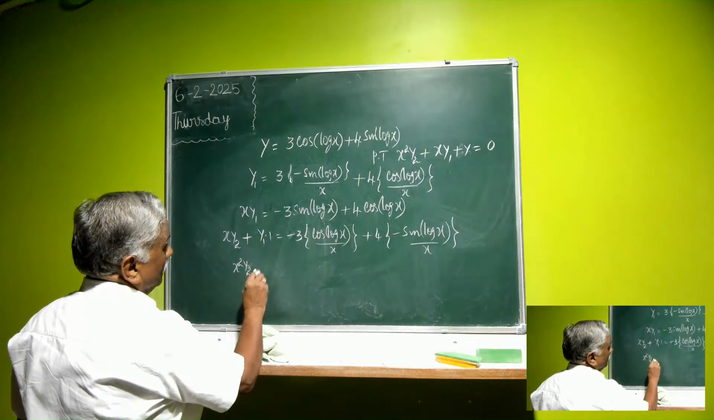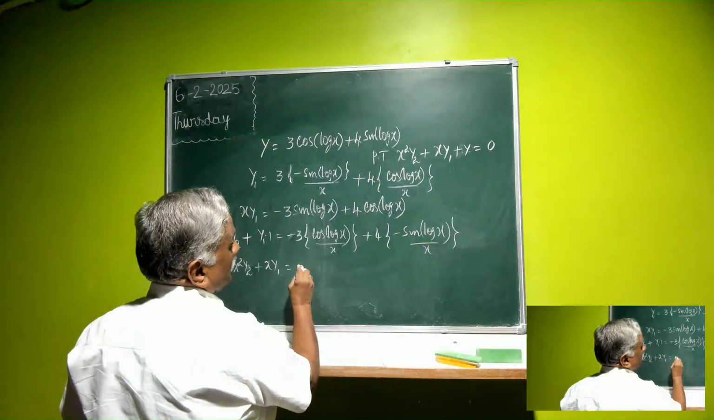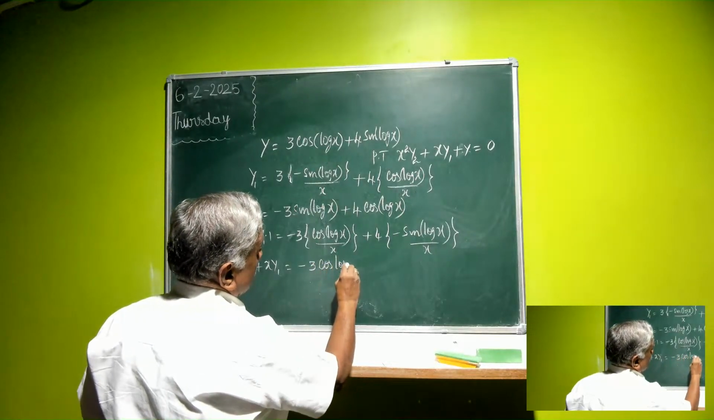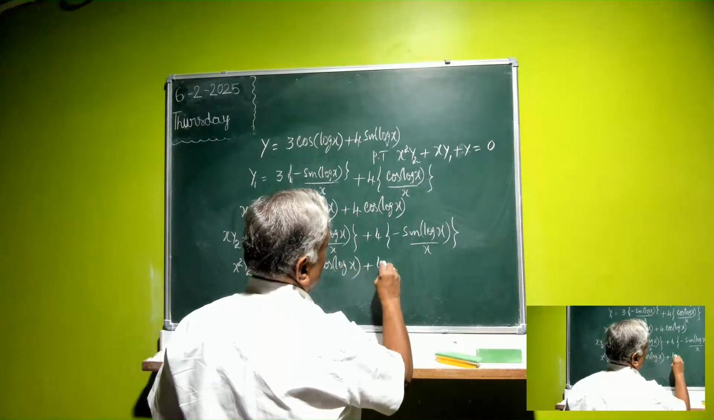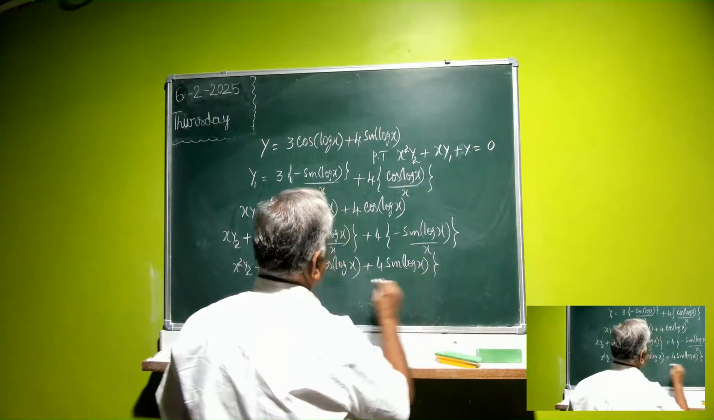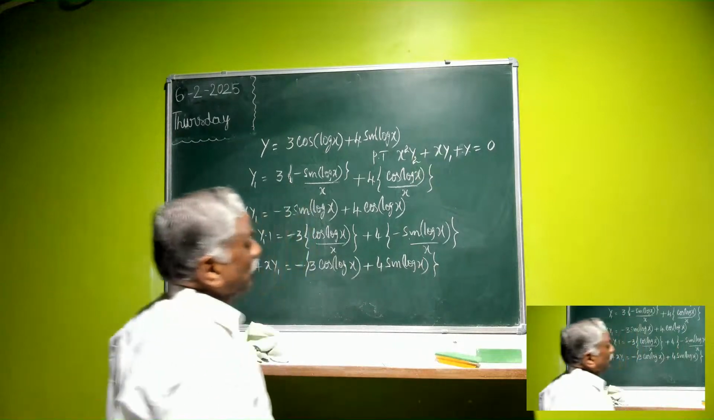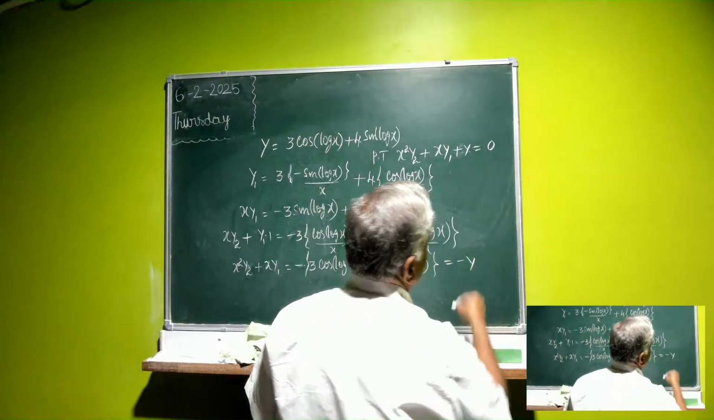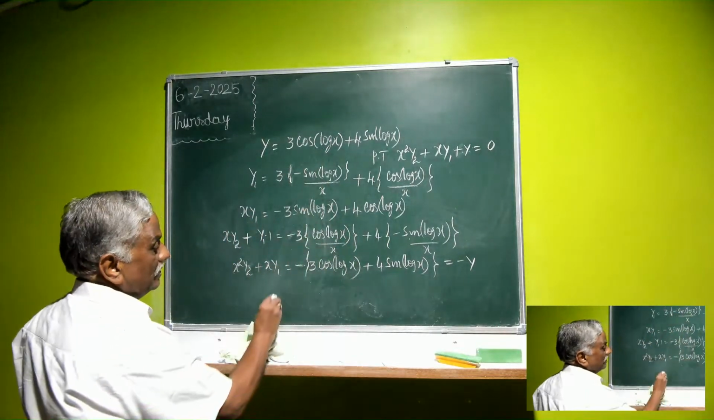x square y2 plus xy1 is equal to minus 3 cos log x plus 4 sin log x. I've taken the minus sign outside. You notice the minus sign, take it outside. This is nothing but y, because that's the given problem. So bring y to this side.